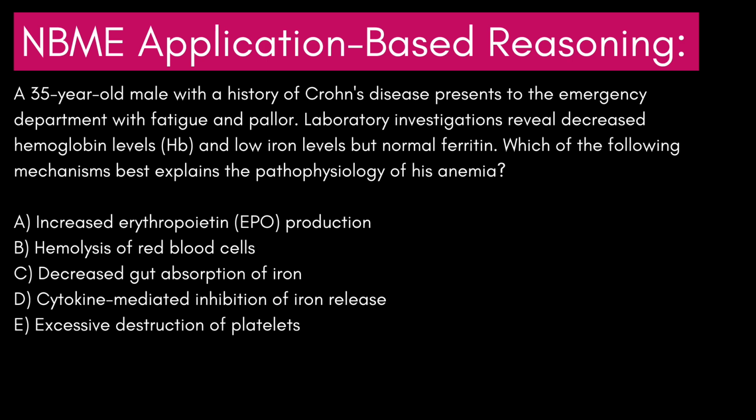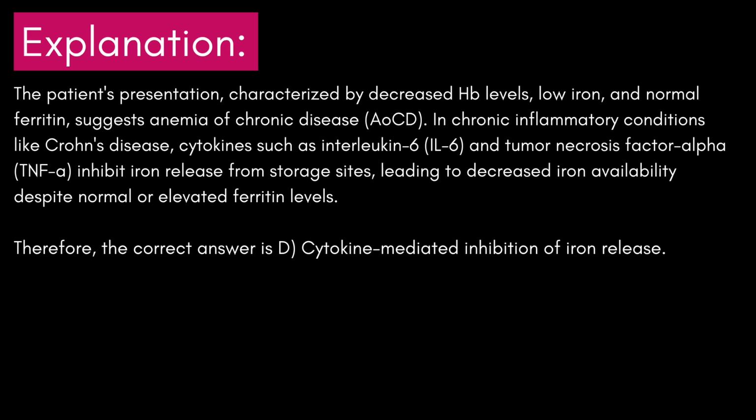Otherwise, moving on now. The patient's presentation, characterized by decreased HB levels, low iron, and normal ferritin, suggests anemia of chronic disease. In chronic inflammatory conditions like Crohn's disease, cytokines such as interleukin-6 and tumor necrosis factor alpha inhibit iron release from storage sites, leading to decreased iron availability despite normal or elevated ferritin levels. Therefore, the correct answer is D, cytokine-mediated inhibition of iron release.